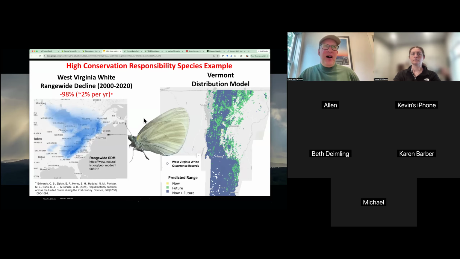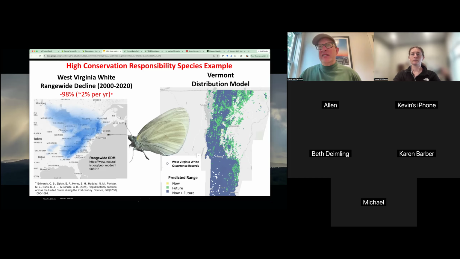But the other cool thing about it is it's only in super rich northern hardwood forests with toothwort, the host plant, which Kevin pointed out earlier before we got started, that he actually watched one laying eggs, which is amazing, the other day. And so you can see all these white dots down here in southern Vermont and then going up into northern Vermont. So this is where we've seen West Virginia whites before. The problem is it's rapidly declining across its range. It's had a 98% decline across its range in the last 20 years since the last atlas.